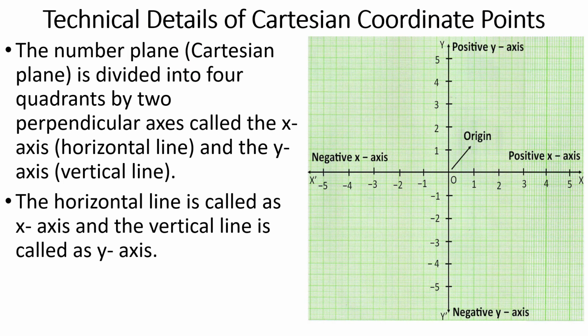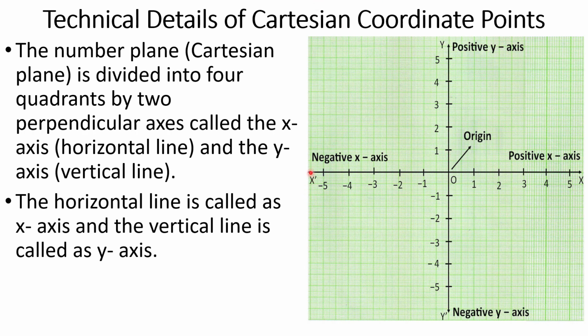So, the technical details of Cartesian coordinate points. You said coordinate geometry, so what do you mean by Cartesian plane? Simple. The graph sheet is called the Cartesian plane. Why are we saying Cartesian plane?